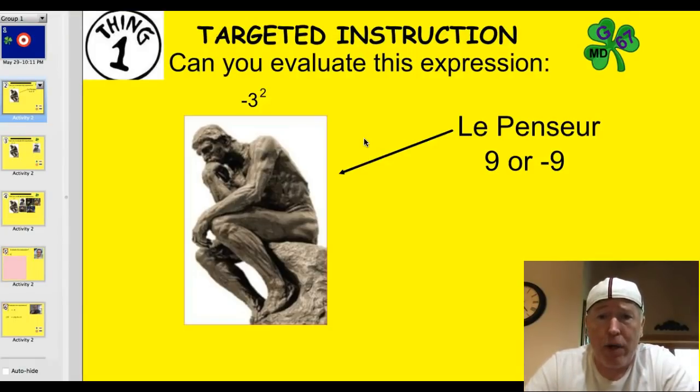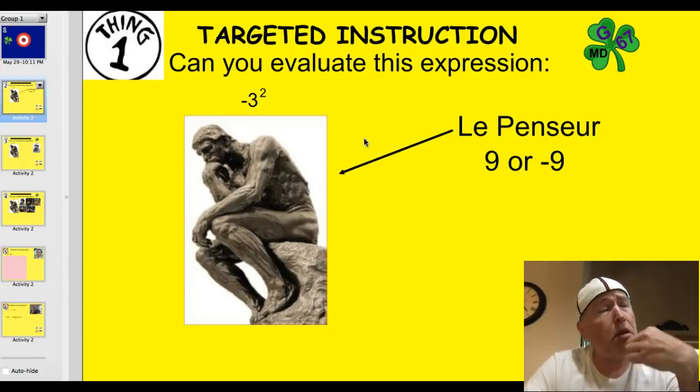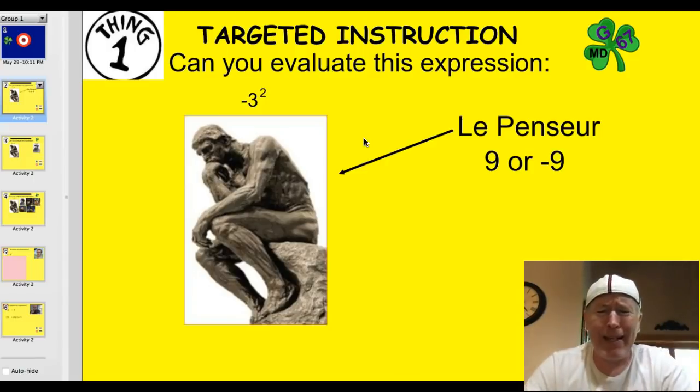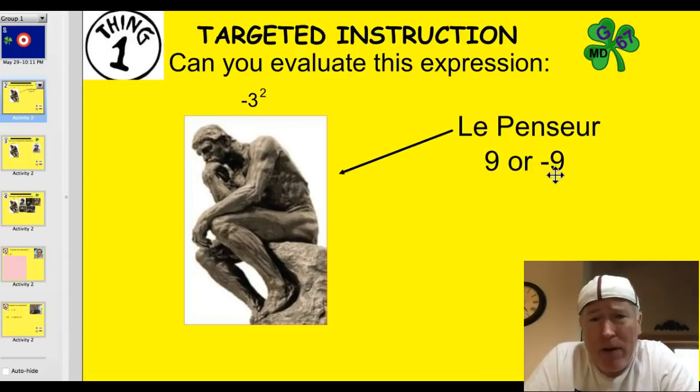Minus 3 squared. Le Penseur. What does that have to do with anything? Well, not much. Actually, Le Penseur is a famous statue. It translates as "the thinker." So basically, you're thinking right now, is this 9 or is this negative 9? If I were to poll you, about half of you would say 9, about half would say negative 9. Tonight we're going to learn how you tell the difference between those two and which one is correct.